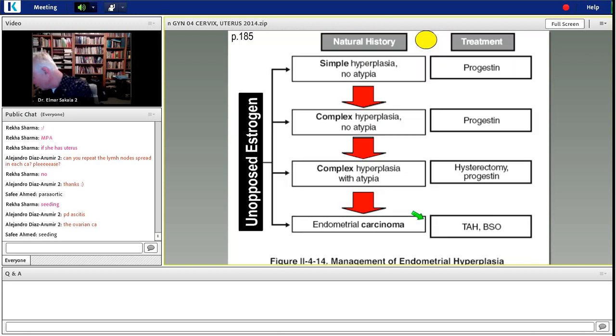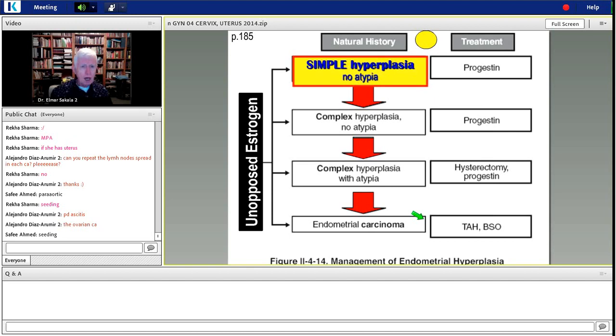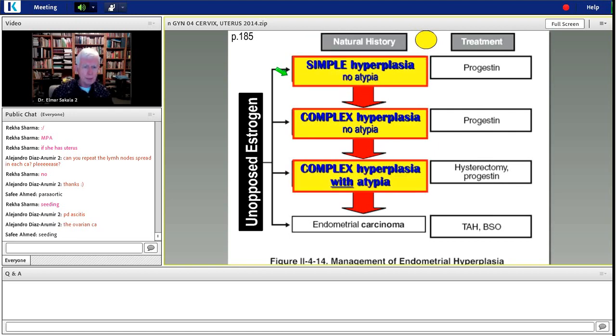Okay, this is in your book on page 185. The natural history of the endometrium if there is unopposed estrogen. Initially, we get simple hyperplasia, no atypia. Likelihood of cancer developing from this is very low. Over time, with unopposed estrogen, it can become complex hyperplasia, no atypia. Over time, complex hyperplasia, no atypia can become complex hyperplasia with atypia. Now, this is a pre-malignant state. Complex hyperplasia with atypia in 30% of cases will progress on to endometrial carcinoma.